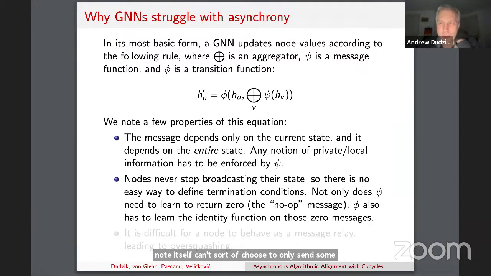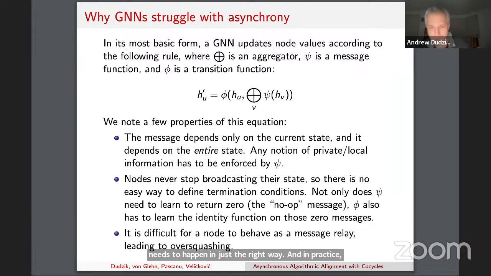The next thing is that nodes never stop broadcasting ever. So it's quite challenging to talk about termination conditions. If you were in a state where the message passing wasn't doing anything, you would need for psi to be learning to return zero and phi also learning the identity function on those zero messages. So quite a lot of collaboration needs to happen in just the right way. And in practice, it's not easy to do this in a way that generalizes.